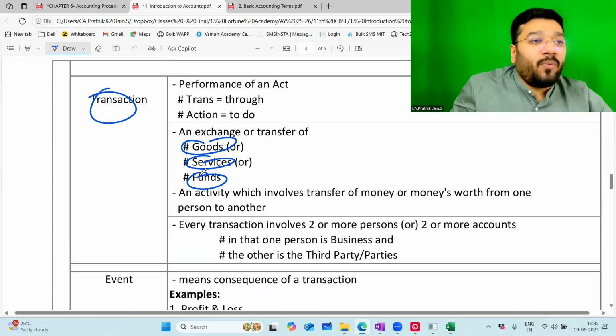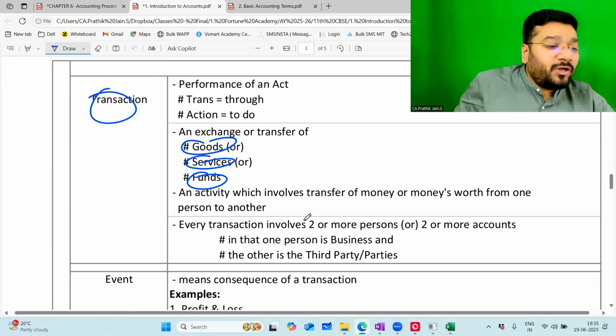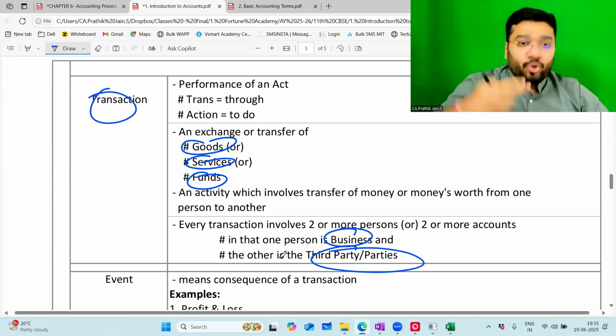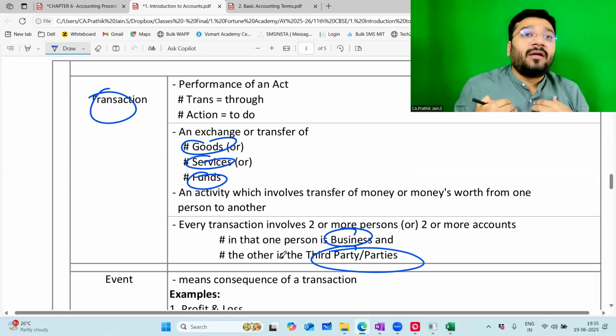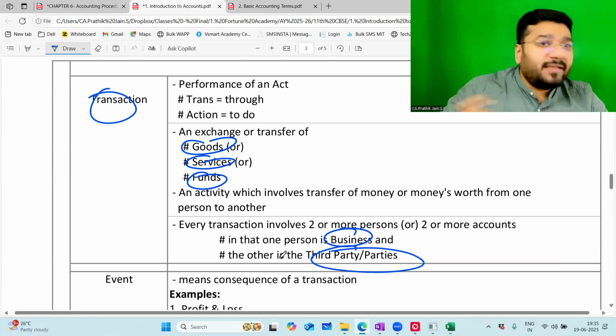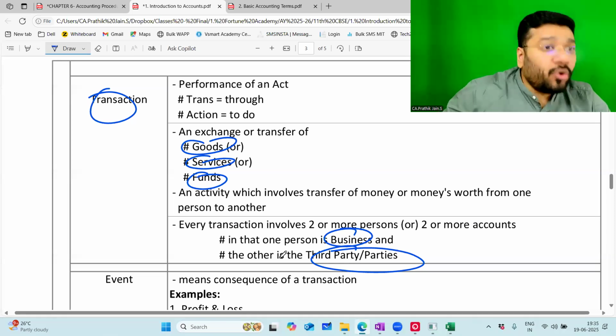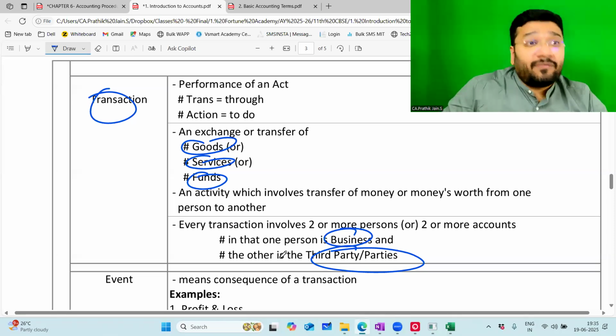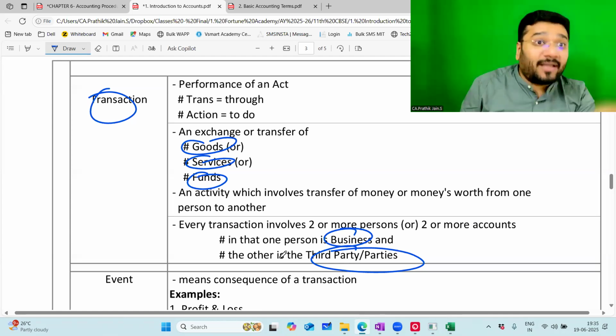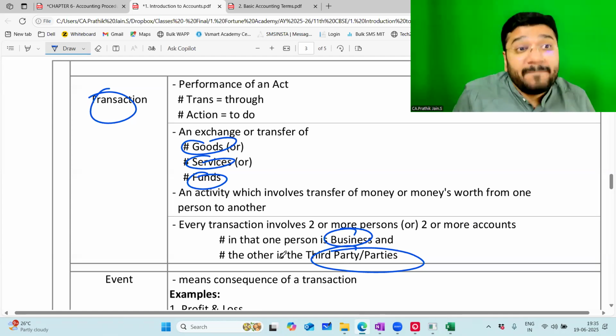Exchange of goods, services or money or both, in which one party is going to be the business and another party is going to be a third party. So there are two people, one is business, one is third party. Between them, goods are exchanged for money, services exchanged for money, or just money is exchanged. This is called a transaction. Anything that happens between two people is a transaction. Any problem here? For me to record this entry in my books, there should be a transaction, and this transaction should be with the business.